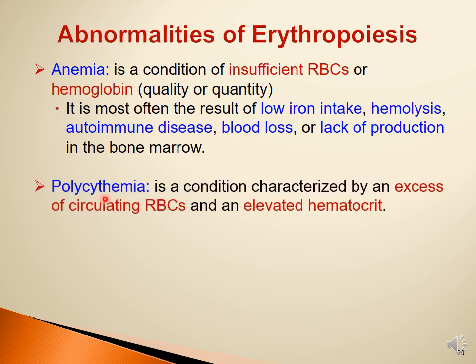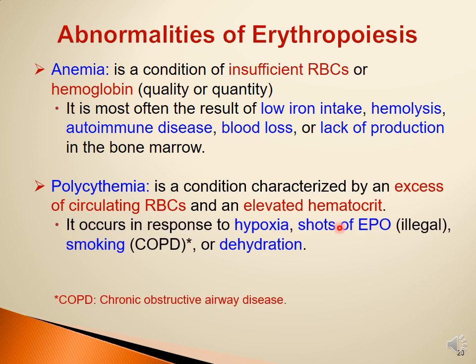The condition that is opposite to anemia is called polycythemia. It is a condition characterized by an excess number of circulating red blood cells and an elevated hematocrit, or elevated number or count of red blood cells. It occurs in response to hypoxia and injections of erythropoietin. Many athletes use injections of erythropoietin to increase their hemoglobin so they have more oxygen carrying capacity, so they are more competitive in any game and they can get a gold medal, but this is illegal.